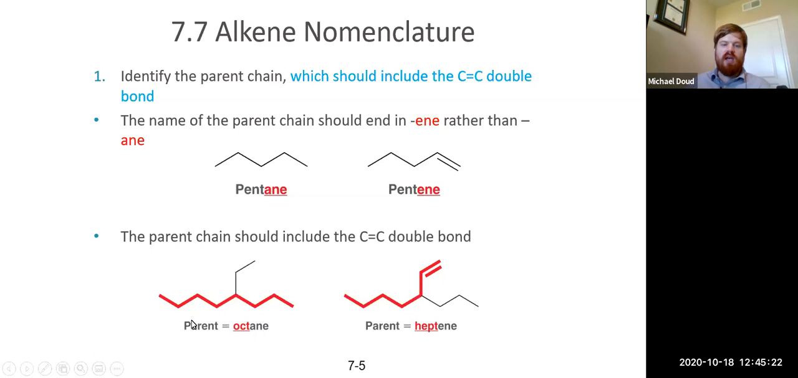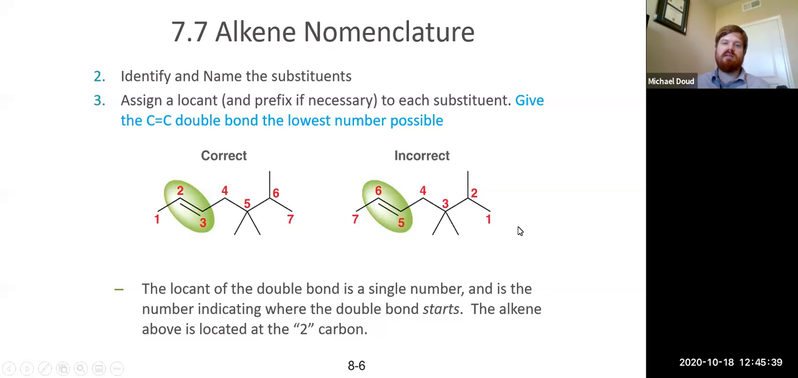Now here you would say, okay, so for example, with this one, this is an octane molecule, but if we change this to a double bond, well then we have to include the double bond there. So even though it's a shorter carbon chain, we have to include the double bonds. So that becomes heptene in that case.